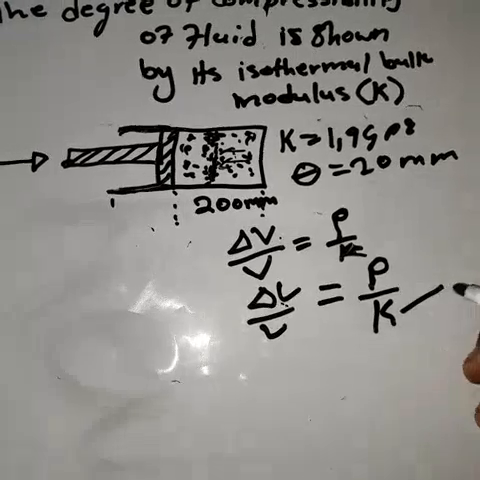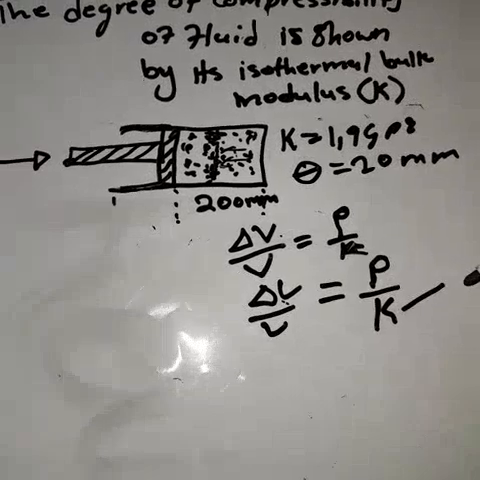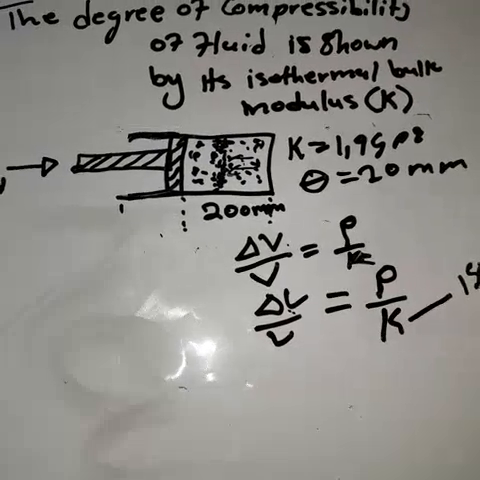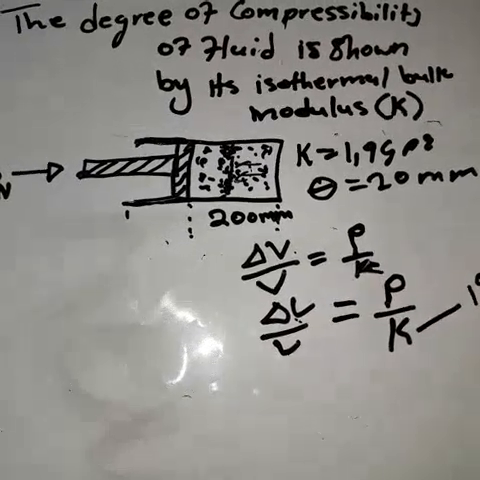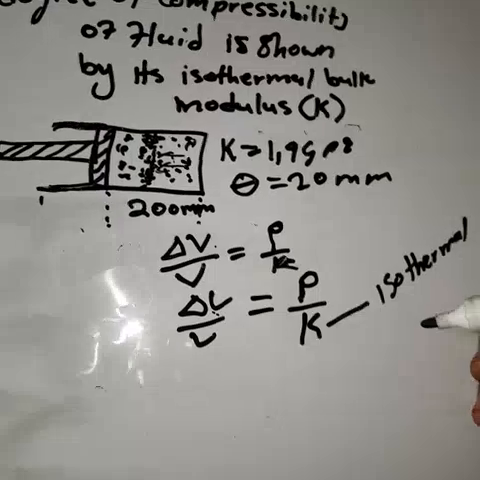This K will be given, and I know this K is isothermal. Don't make a mistake. It will be written on the question paper. It's isothermal, it's the isothermal bulk modulus.